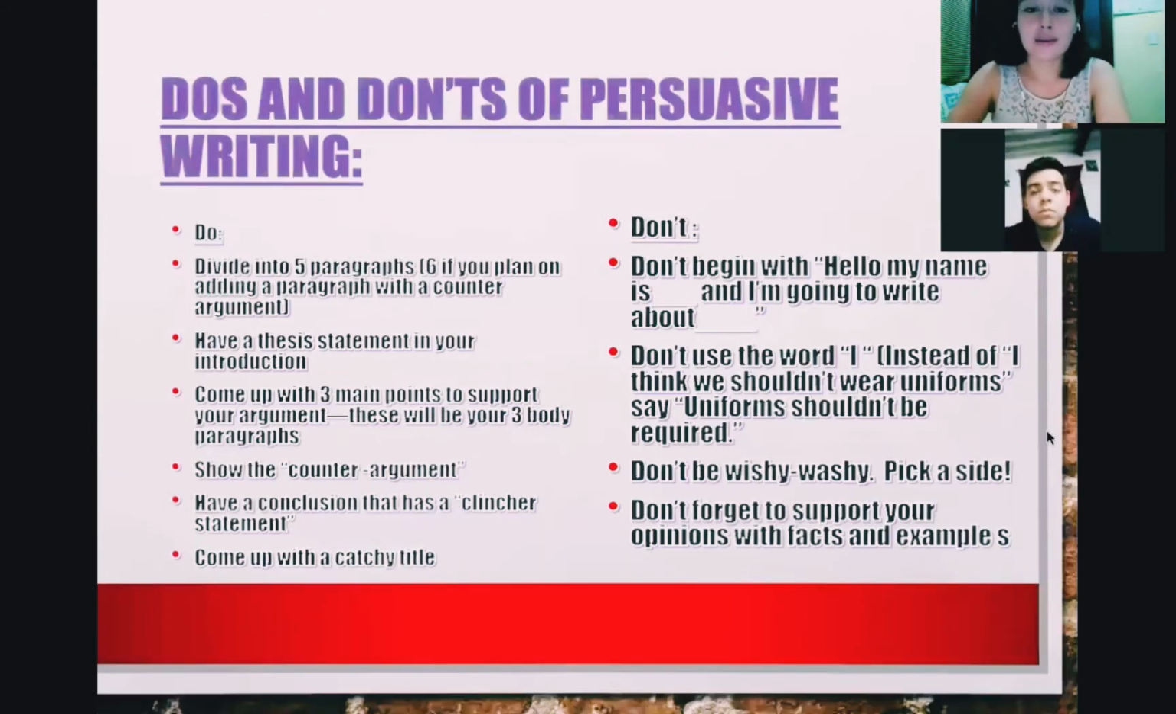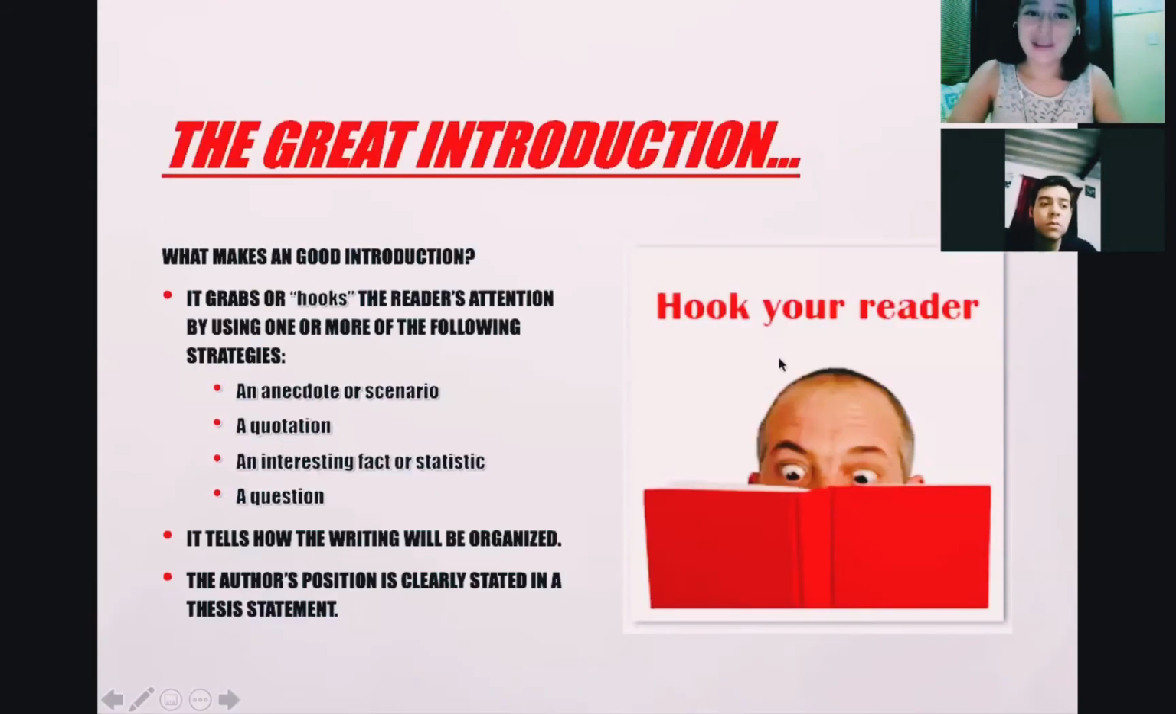So let's start with the next one: a great introduction. It's necessary to have a good hook. You can start with an anecdote, a quotation, an interesting fact, a statistic, or a question. In that case, it's going to be well organized, and it's going to be clear what your position is in the thesis statement. So with the next one, we have this.